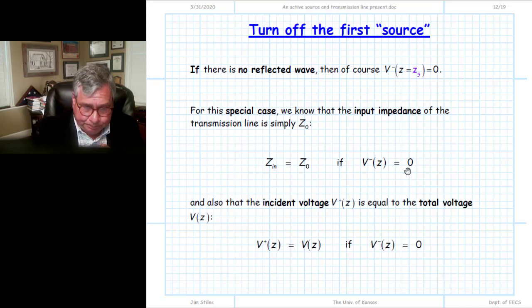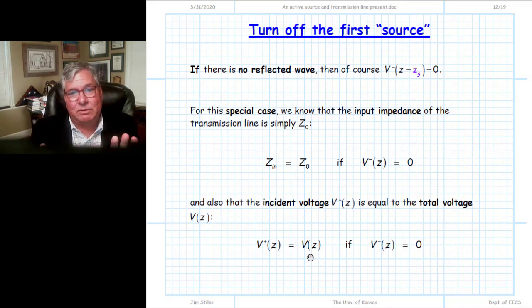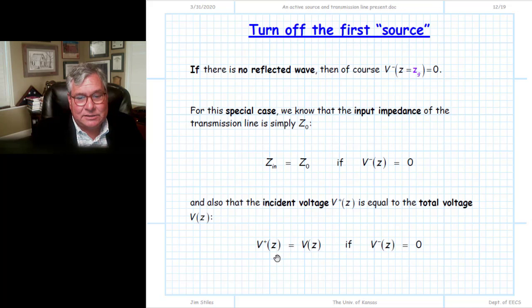And so in that case, we know the plus wave voltage is simply equal to the total line voltage. Remember, the total voltage is the plus wave voltage and the minus wave voltage added together. Well, if the minus wave voltage is 0, the total voltage, therefore, consists only of the plus wave voltage. So we're going to use these two facts which occur because of this statement.